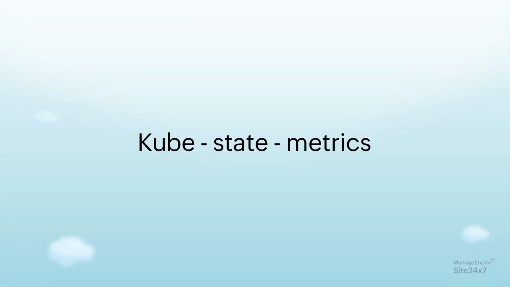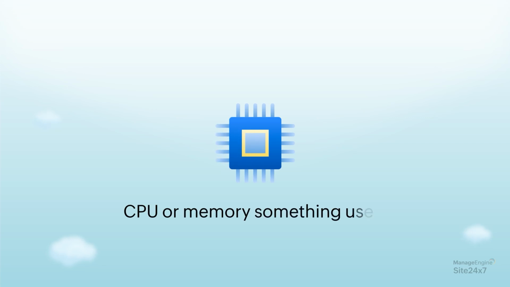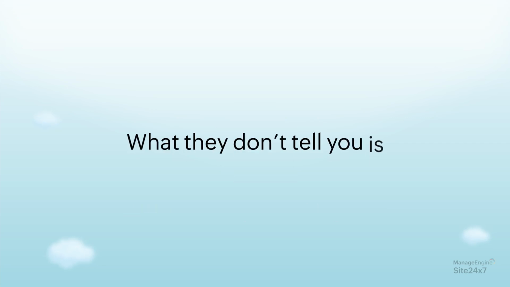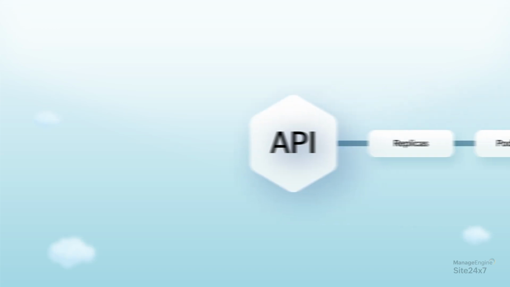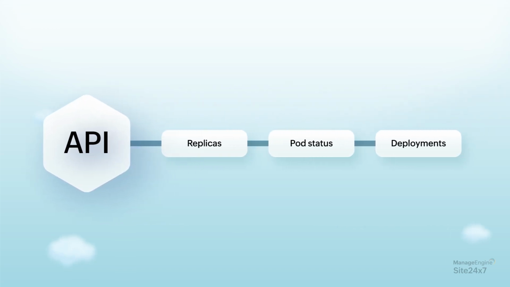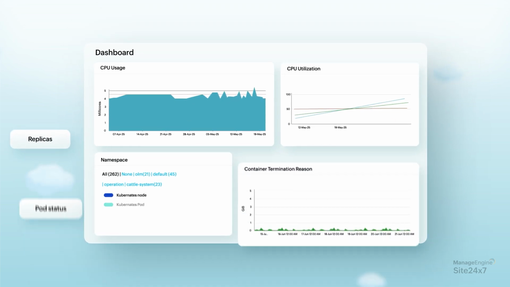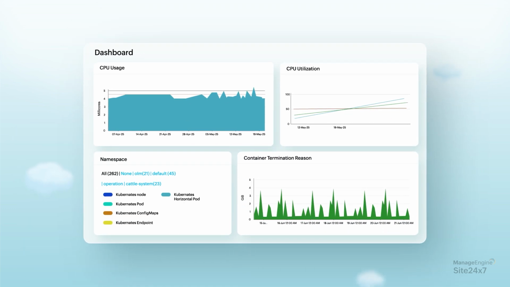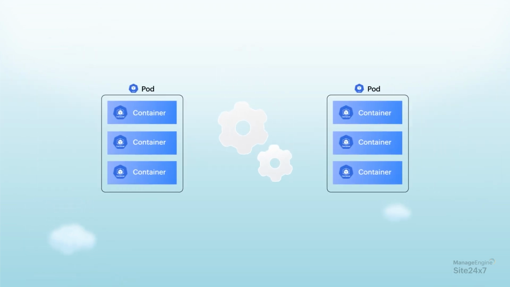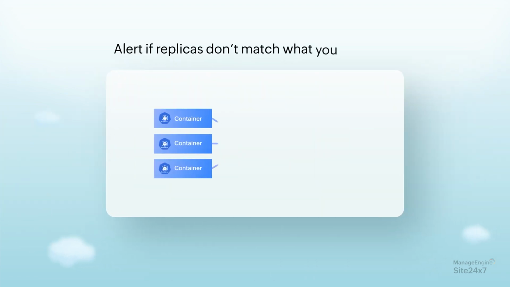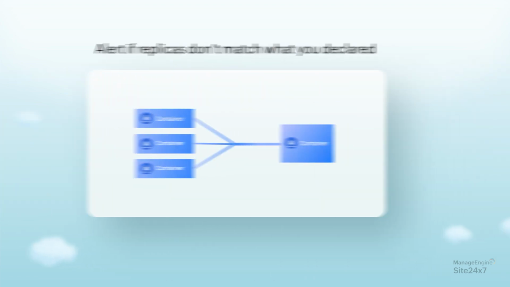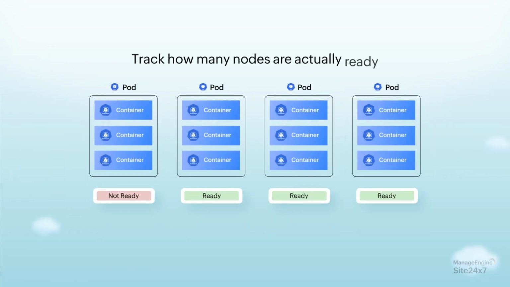Kube-state-metrics. Resource metrics only tell you how much CPU or memory something uses. What they don't tell you is what state it's in. That's where kube-state-metrics comes in. It hooks into the Kubernetes API and exposes data about objects like deployments, replicas, and pod states. With monitoring tools, you can do things like catch pods that keep restarting within minutes, alert if replicas don't match what you declared, and track how many nodes are actually ready.